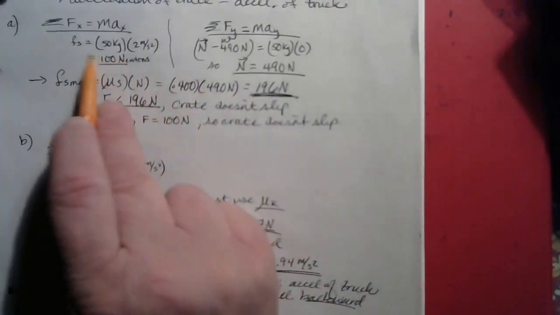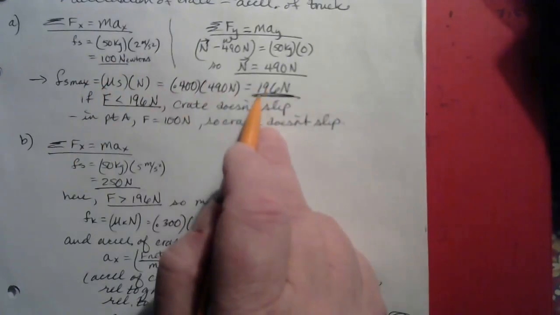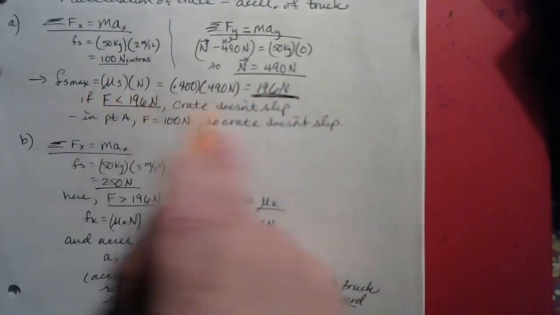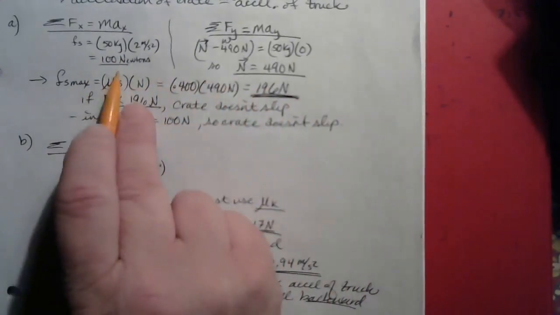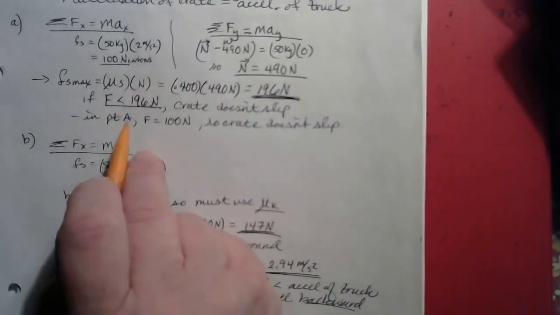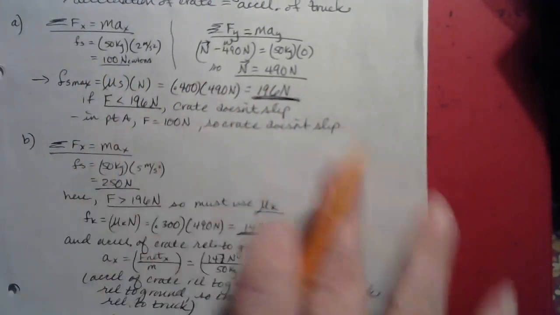And because 100 newtons, the actual static frictional force on the box, is less than 196 newtons, which is Fs max, then we can say that yes, it is confirmed the box will not be slipping in part A. And that is the static frictional force.